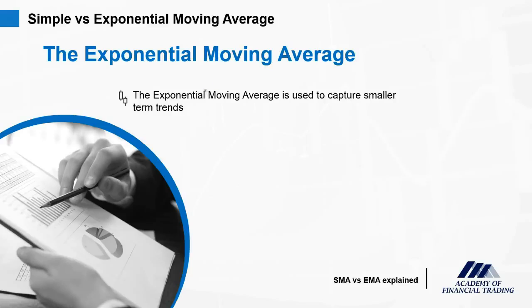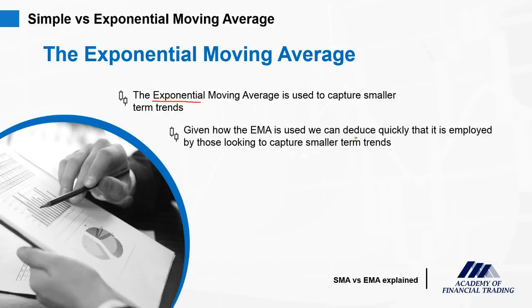It's useful to mention at this point that the exponential moving average is used to capture shorter term trends. The reason being it's more sensitive to the current price. And given how the EMA is used, we can deduce quickly that it is employed by those looking to capture the smaller term trends. So it's not necessarily for the guys looking to stay in the trade for, let's say, 2 months or something. It might be the guys looking to stay in there for a week or even a period of days to capture a pip movement such that they can profit from the same.